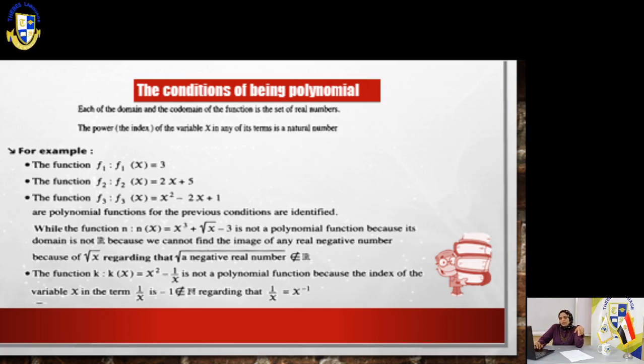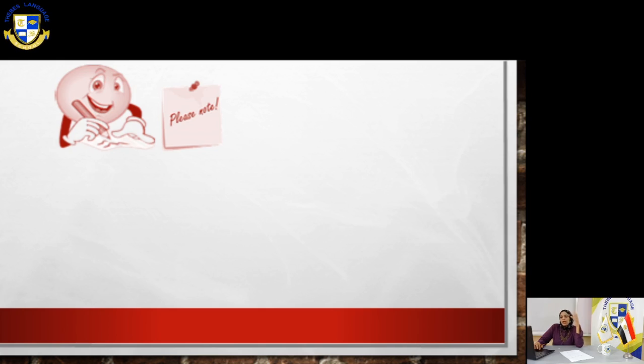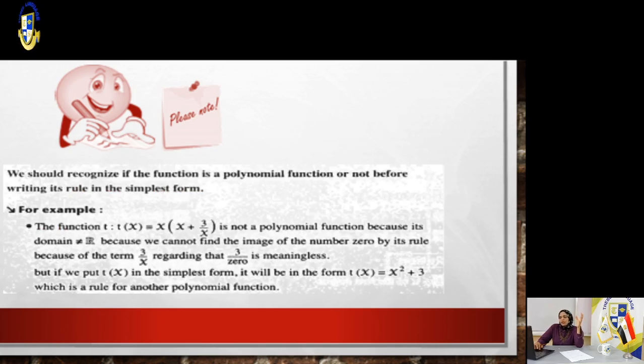Let's move to slide number 5. Please note that we should know if the function is a polynomial function or not before writing the rule in the simplest form. For example, the function t of x equals x, open the bracket, x plus 3 over x, is not a polynomial function. Why is it not a polynomial function? Because its domain does not belong to R, because we can't find the image of the number 0. Try to substitute 0 for x. We have 3 over x, that means we have 3 over 0.